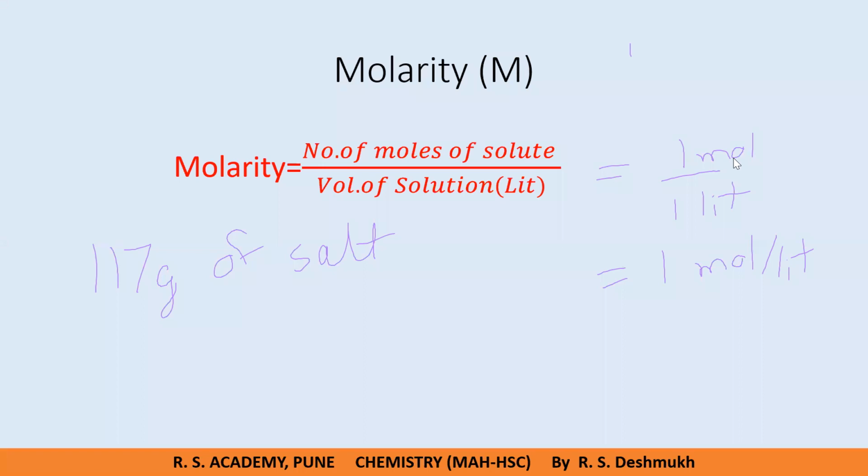मी परत रिपीट करतो मित्रांनो, मी 1 लिटर पाणी घेतलं आणि मी त्यात 117 ग्रॅम ऑफ सॉल्ट ऍड केलं. What will be the volume of solution if the density of the solution is 1 gram per liter? So automatically, dear friends, here the solution will become 1.117. And what the number of moles of salt?